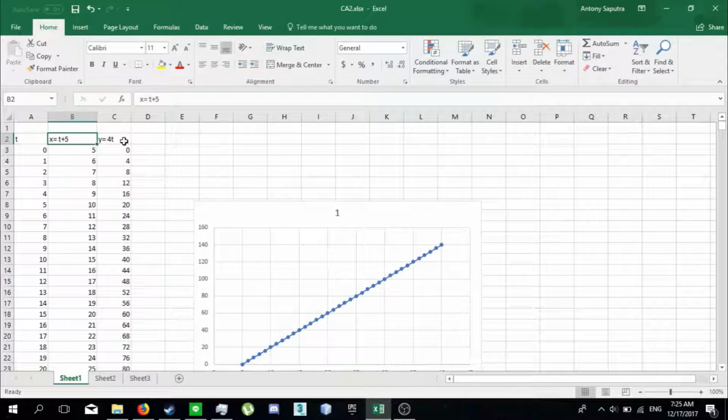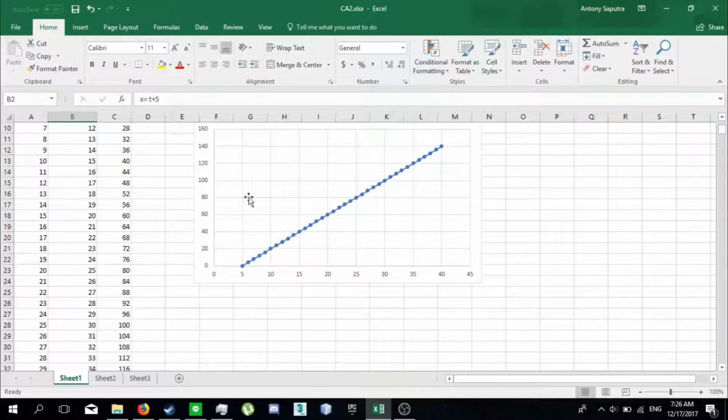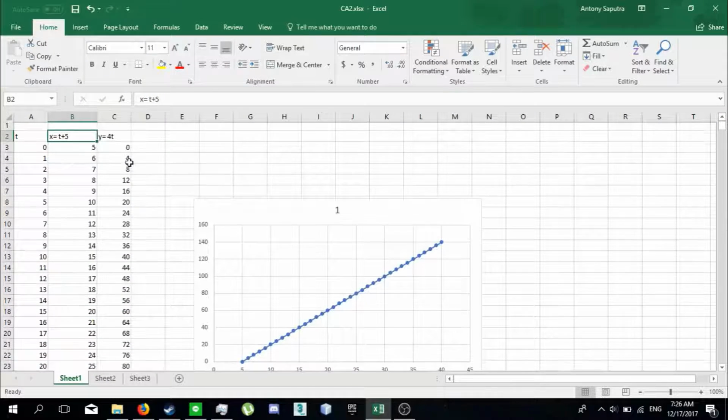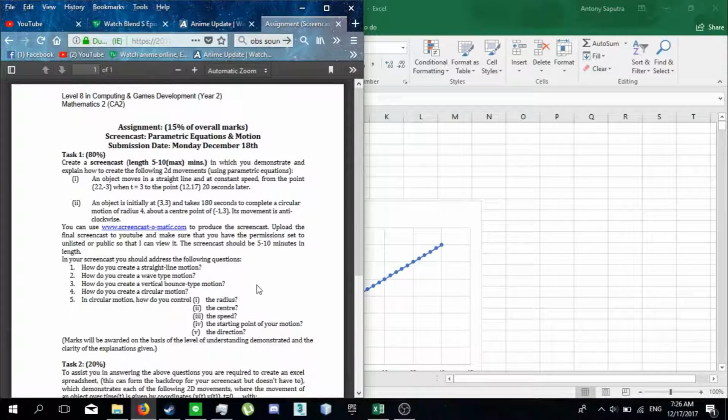It doesn't matter. Or it can even be just y equals 4, where y is statically at 4 and the x will be different. It's fine as long as it's not quadratic or even more than that. Just have a straight line motion. Now, how do you create a wave type motion?